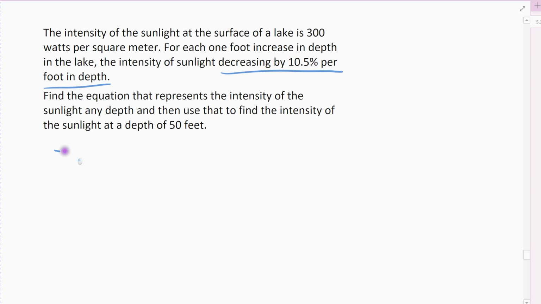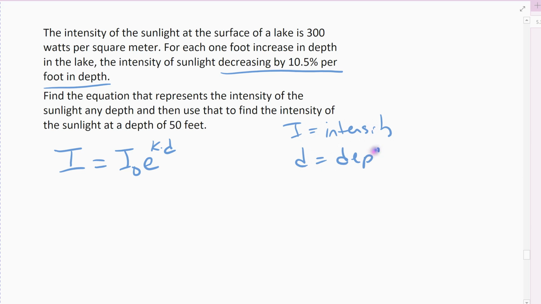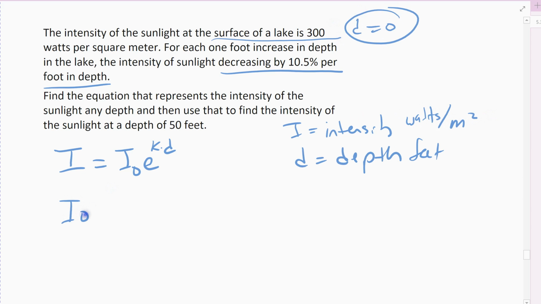Alright, so I'm going to let I be my intensity, I naught e raised to the, since it's not a time, I'm going to use k times d. I is my intensity, d is my depth in feet. Intensity is in watts per meter squared. My initial on the surface, where we haven't gone in, would be depth of 0, right? At the surface.